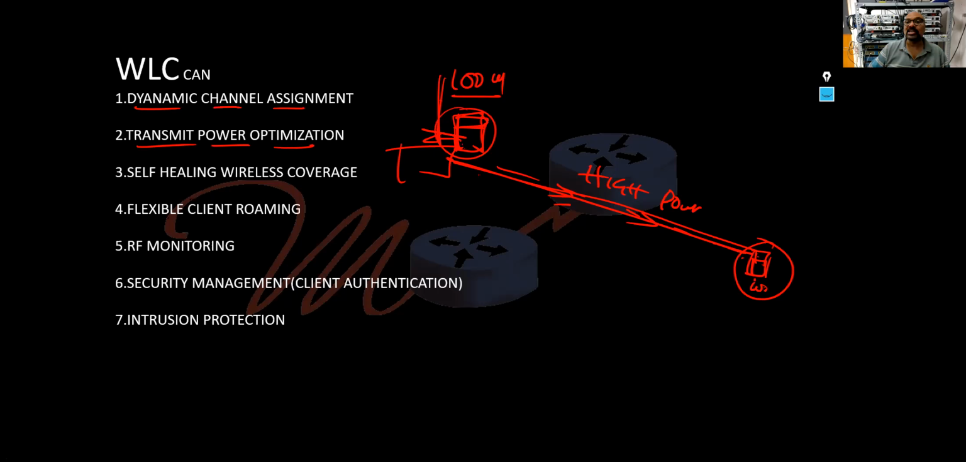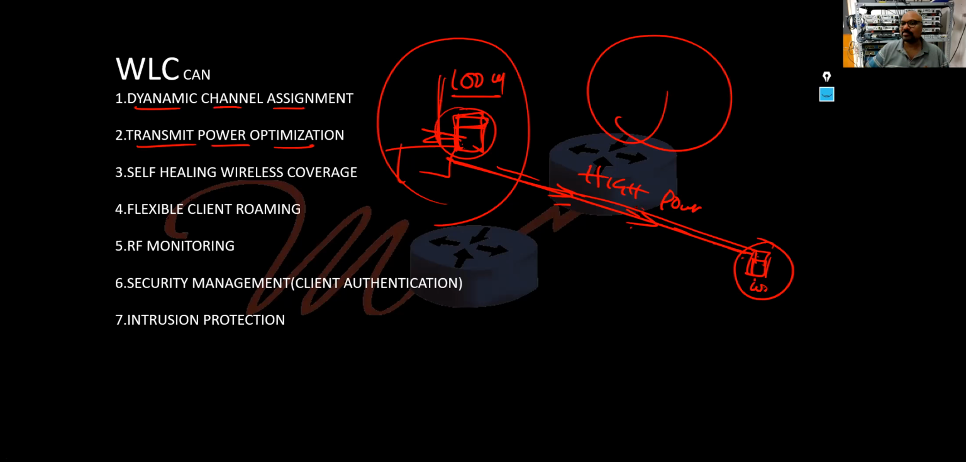So it will see that if this is an access point, and there is another access point, it will say, hey, you disconnect this and connect to this. You can do that for optimization and how much power is efficiently used. Self-healing coverage: if this is not working, it can move it to another one. Flexible client roaming, again, a similar concept with small differences. Client roaming: when you're moving from one place to another, when you go close to that, you will be shifted to that.